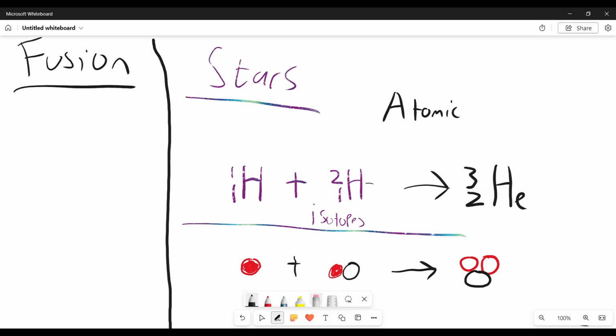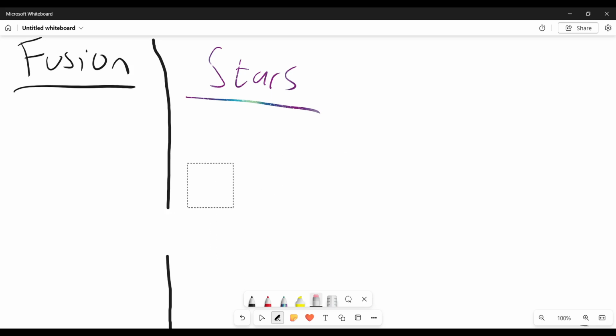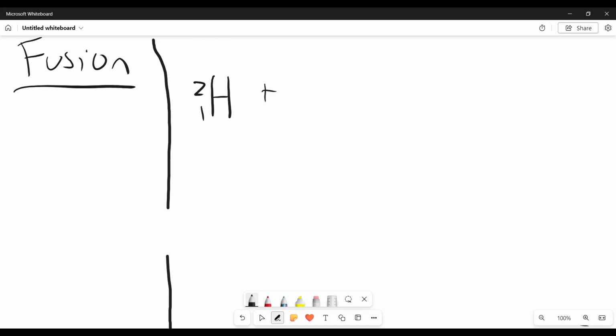So just to finish off then, I'm going to give you some questions to get you to figure this stuff out on your own. I want you to see what you would get if you were to fuse hydrogen 2-1, which is called deuterium, with hydrogen 2-1. What element are you going to get there? So pause the video, figure it out, and then press play. That's going to be helium-4-2.